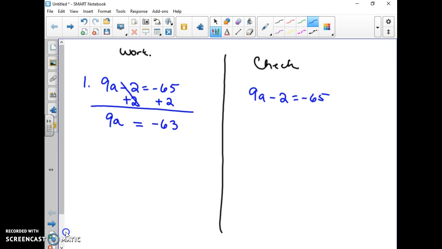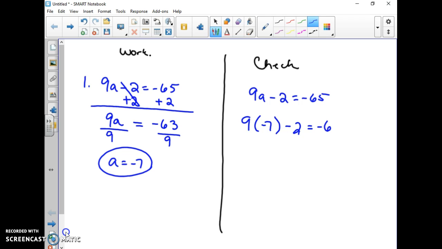Okay, we still want a by itself, so this is 9 times a. Undo the multiplication. You divide by 9, and then a equals negative 7. Let's check it. We substitute it back into the original equation to make sure it balances. So 9 times negative 7 minus 2 is supposed to equal negative 65. 9 times a negative 7 is negative 63, and we're doing our order of operations over here. Then negative 63 minus 2 is negative 65.